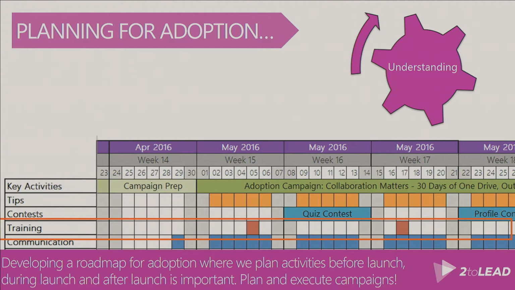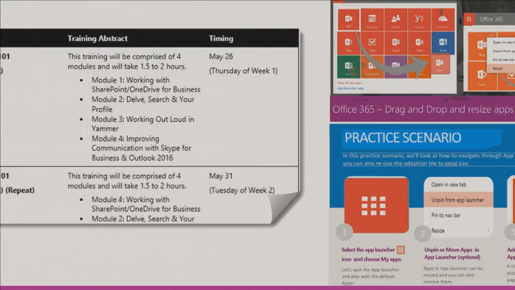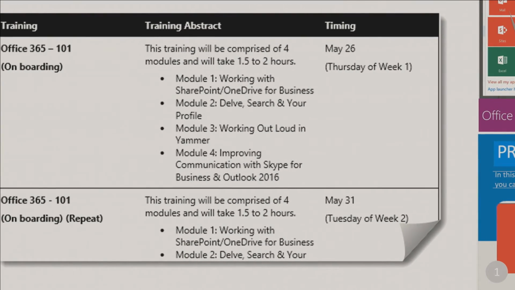So because the funnel is running for a period of time. For training, as an example, you might create something like Office 365 101, and you might have modules like this. And maybe it's short or maybe it's long. You define the training. Maybe you do a bunch of pre-recorded 5-minute videos for self-training and things like that that you upload to Office 365 Video.